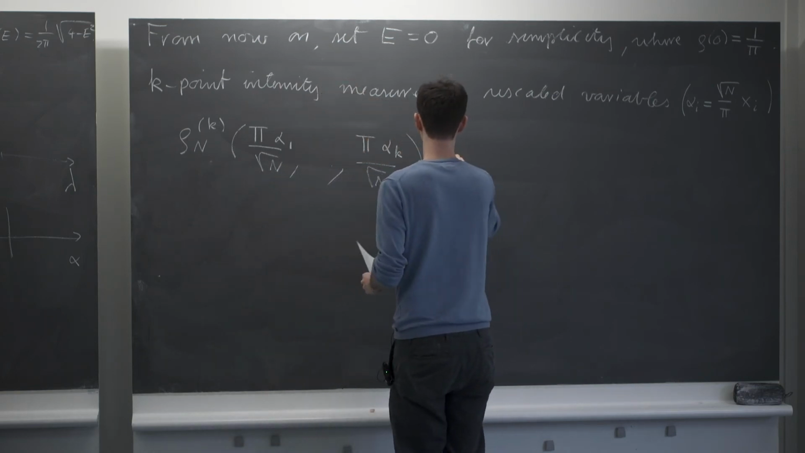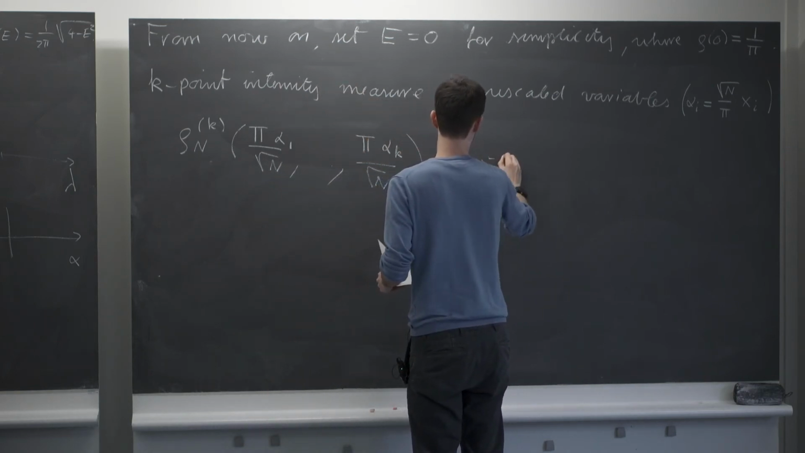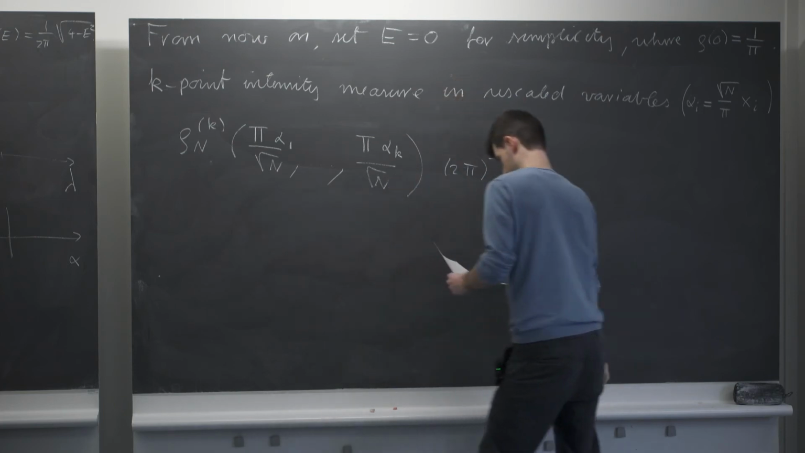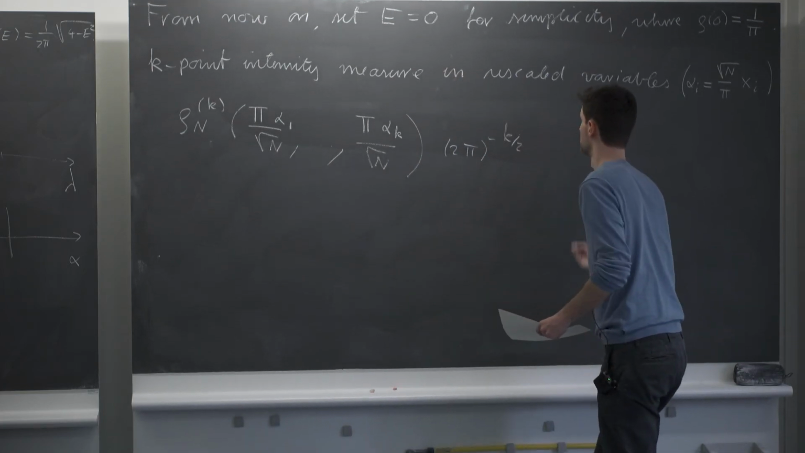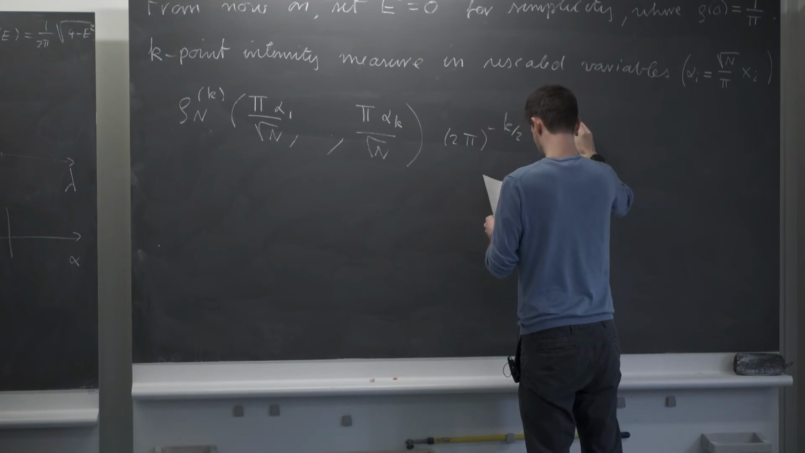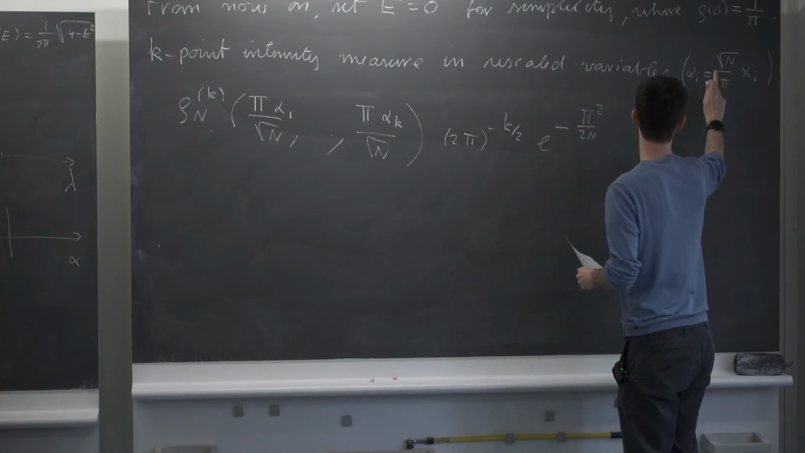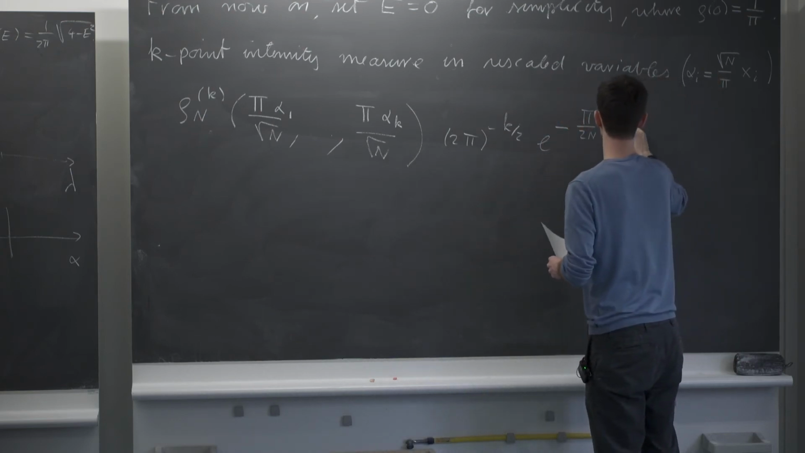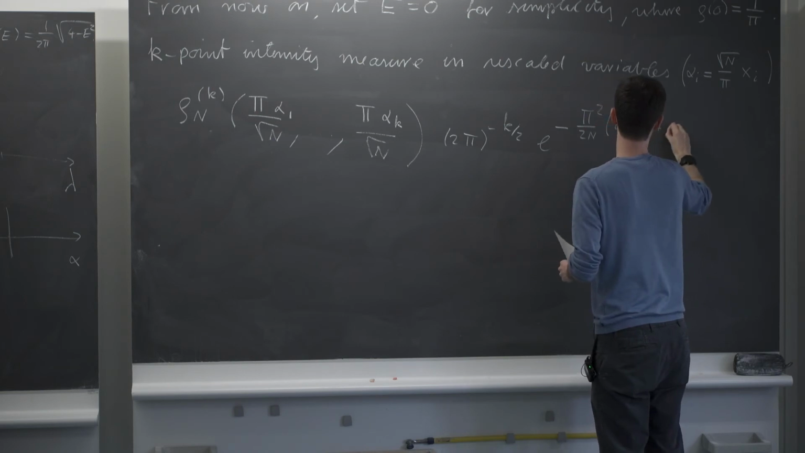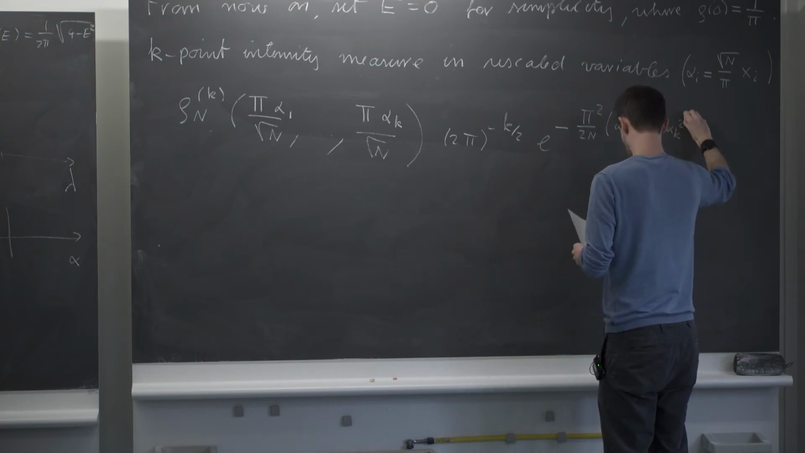Okay, we have this guy. Then I have the same factor that we had before. Then I have my Gaussian weights, so I have a pi squared over 2n. Now I start getting these kinds of factors. I have alpha 1 plus alpha k squared.